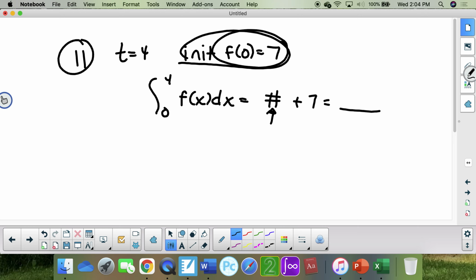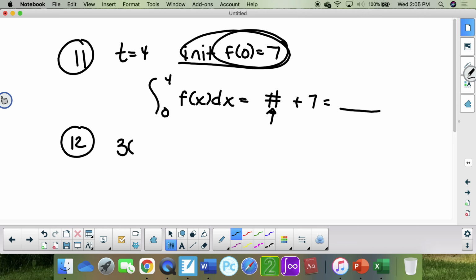Water flows in a tank at the rate of g of x, and it flows out at h of x. It has 300 gallons of water to begin with. How much water will be in the tank at t equals 3? This is the exact problem from the AP test. So really quick. Water flows into the tank at the rate of g of x. It flows out at h of x. It has 300 gallons to begin with. How much water will be in the tank at t equals 3?